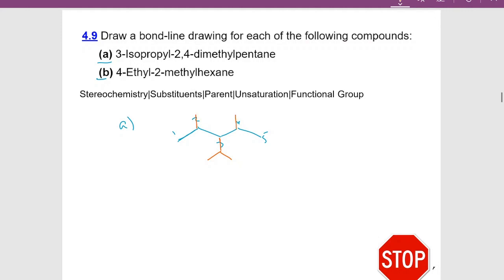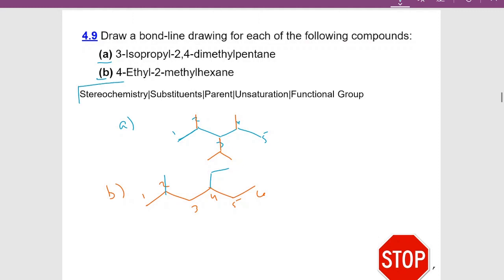So here's my molecule. Okay, for B, I have 4-ethyl 2-methyl hexane. So a 6-carbon chain is my parent. 1, 2, 3, 4, 5, 6. And at the 4th carbon, I have an ethyl group. At the 2nd carbon, I have a methyl group. So this would be my molecule.